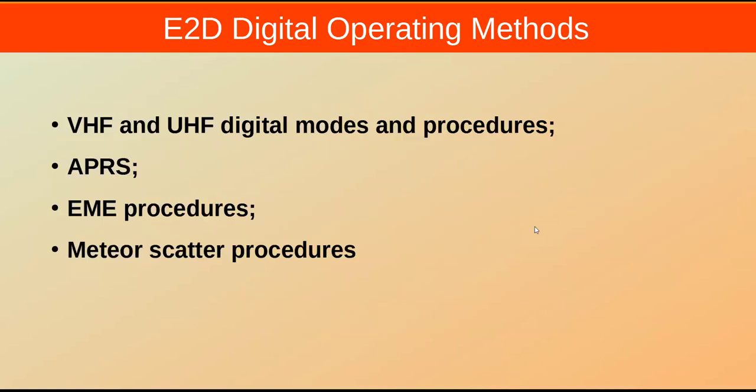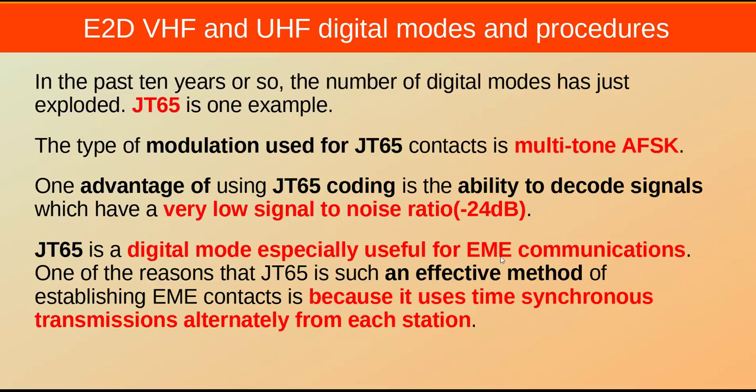So we'll talk about some VHF, UHF digital modes, APRS, moon bounce, and meteor scatter. Digital modes have become very popular, particularly FT8. JT65 is another one that a lot of people use. It's kind of based on some of the same weak signal technology, but it uses a multi-tone audio frequency shift keying modulation technique. Very similar to what FT8, FT4 uses.